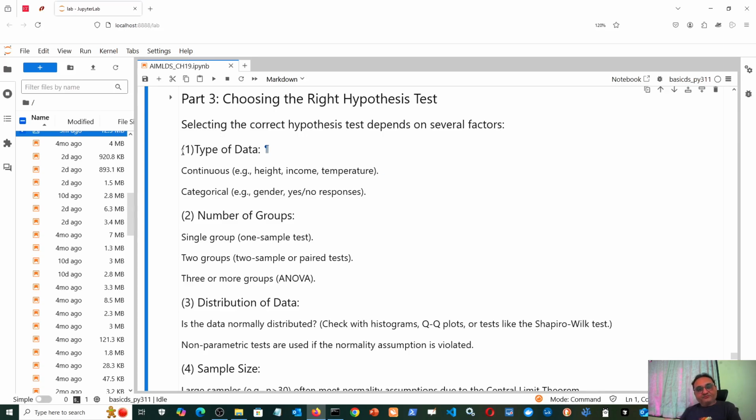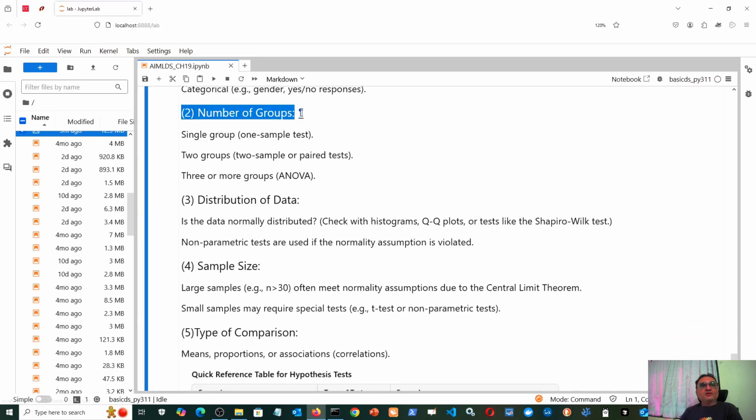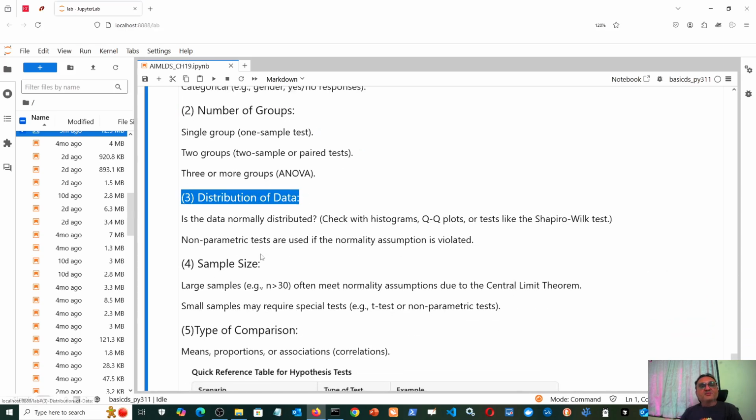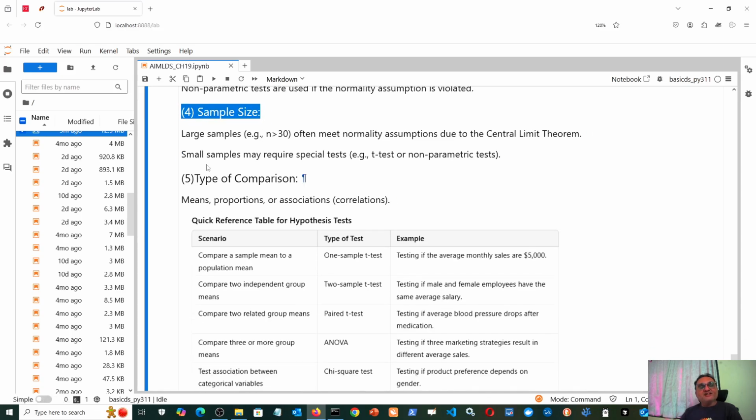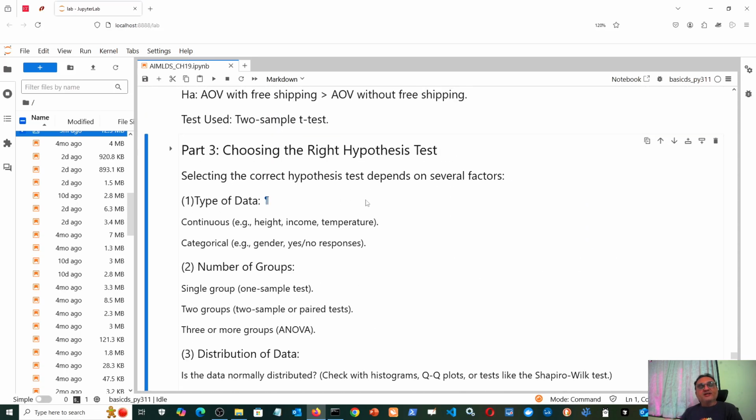Selection of an appropriate statistical test depends upon: 1. Type of data, 2. Number of groups, 3. Distribution of data, 4. The sample size which is available to you, and 5th, the type of comparison that you want to do. So let us take each.